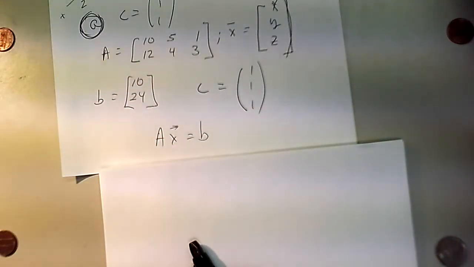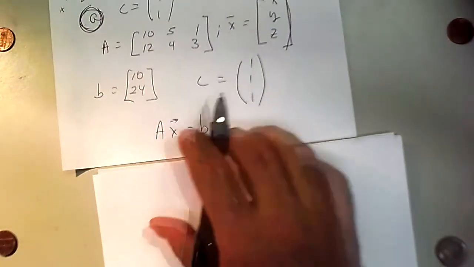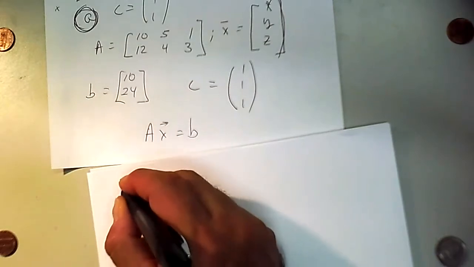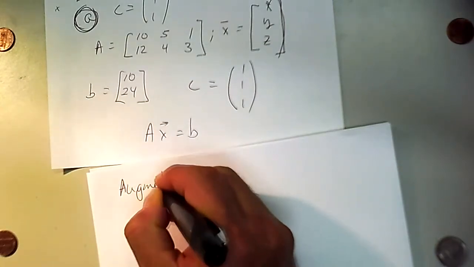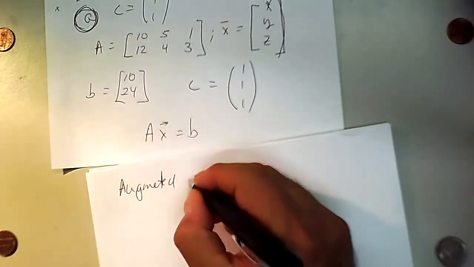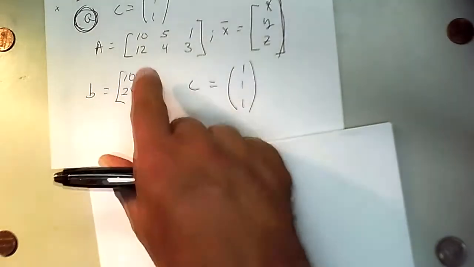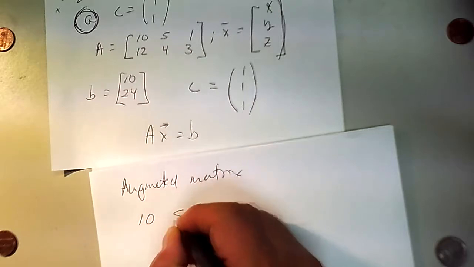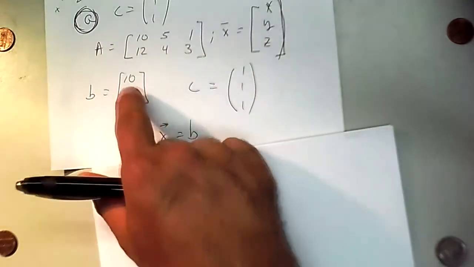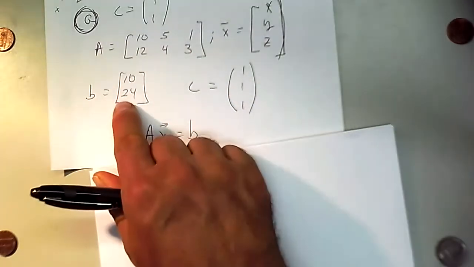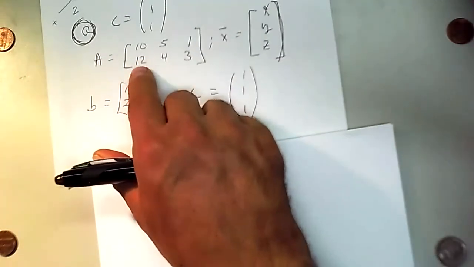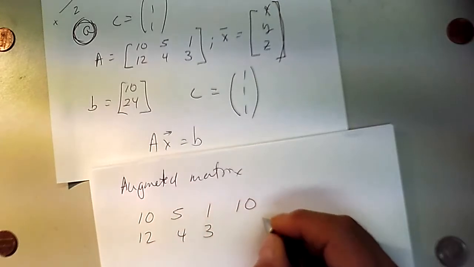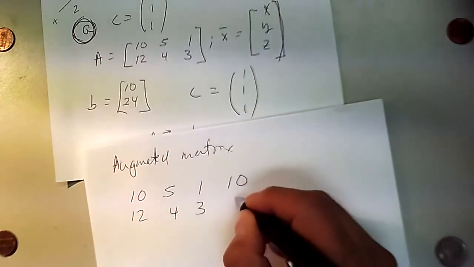So let's see. We want to solve the equation, the augmented matrix. Yeah, we want to solve this equation. Matrix will be 10, 5, 1, 10, and then 12, 4, 3, 24.